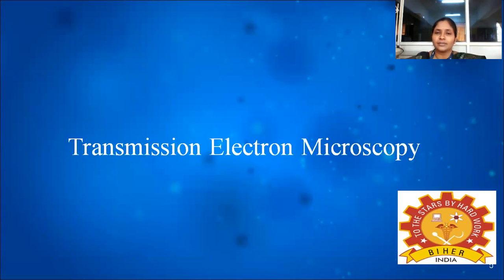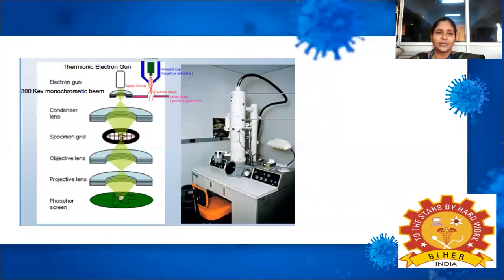So we'll see in more detail about the transmission electron microscopy. It has the basic parts like the thermionic electron gun at the top and the condenser lens to collect the transmitted electrons and to focus them onto the specimen grid. Objective lens is there, projective lens, and phosphorescence screen. So this is the picture depicting the electron microscopy.